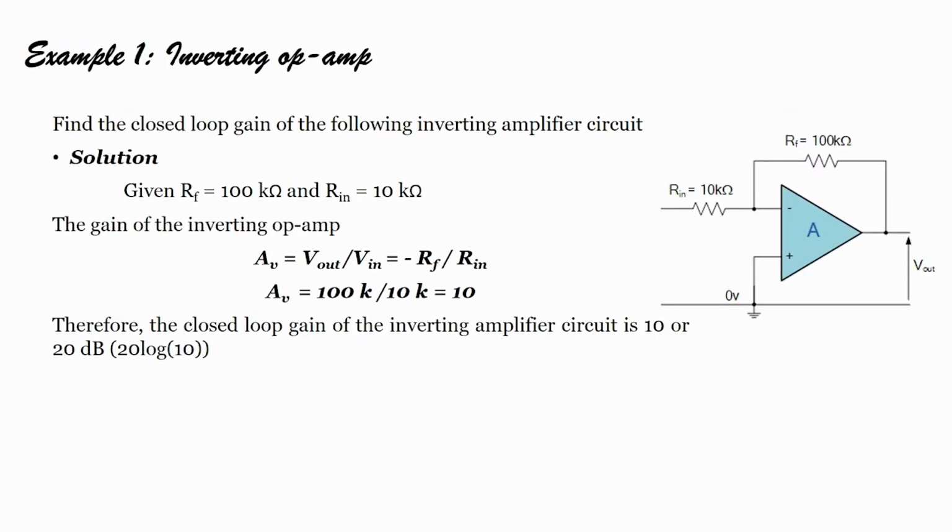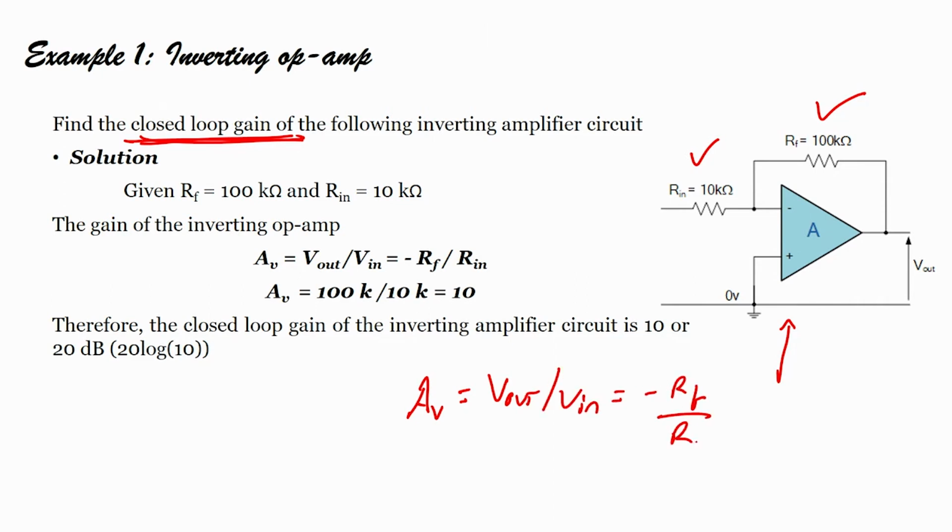So, let us solve an example, okay. Find the closed loop gain of the following inverting amplifier circuit. You are given a circuit and you are asked to find the closed loop gain. Now, we are already given Rin 10, RF 100, right. Then what is our AV? AV is nothing but Vout by Vin, or we can write minus RF by Rin, 100 by 10, both in kilo ohm.